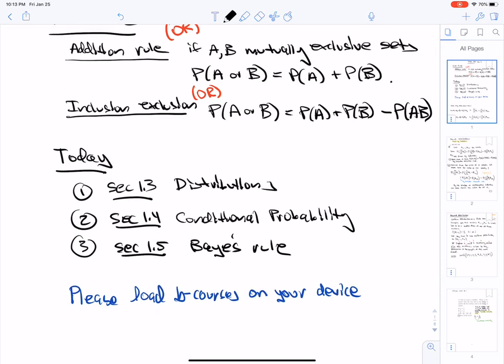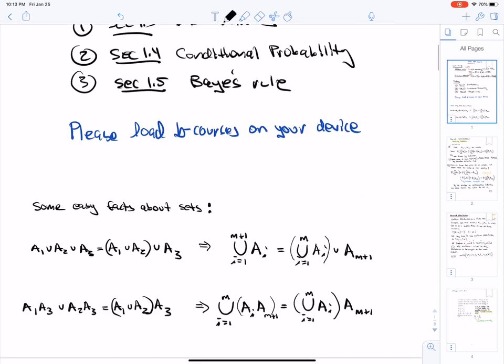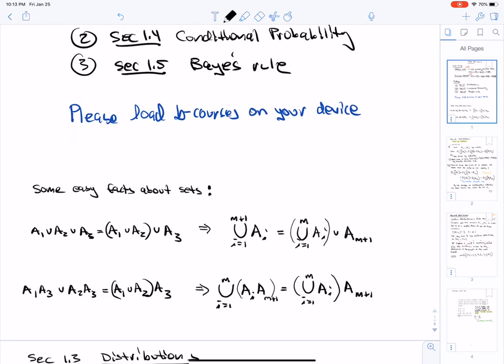Today we're going to do sections 1.3, 1.4, and 1.5. First we'll start off with just some easy facts about sets, in that the order that you take unions does not matter. And so the expression on the left here with the union of three events can be generalized to a union of m plus 1 events. So you can write a union of m plus 1 events by first taking the union of m of the events and then taking the union of the last one.